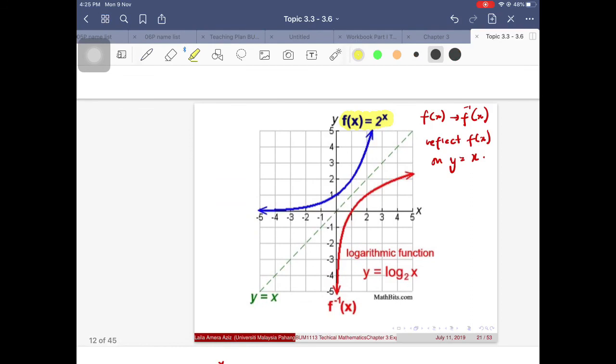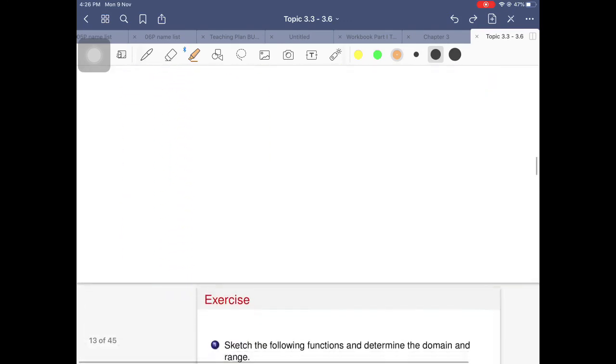So basically these two functions are the inverse of each other. So f of x equal 2 to the power of x, and y equal log x to the base of 2. So if I have the graph of 2 to the power of x, then all I have to do is reflect that on the y equal x line, which is right over here, and then I will get the graph of the inverse. So this is how the graph of index and logarithm looks like.